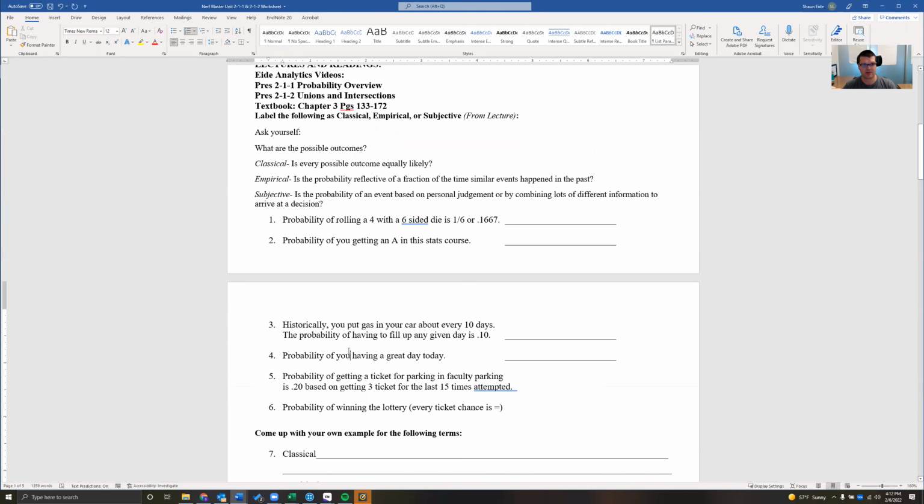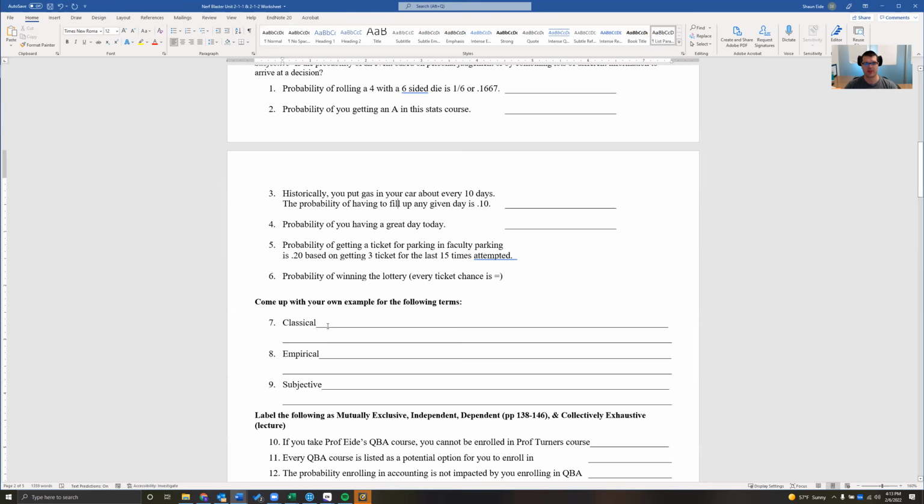And then the probability of you having a great day today. This is something that's completely subjective, because it's based on lots of different things. Historically, you put gas in the car about every 10 days. The probability of you having to fill it up any given day is about 0.1. So based on historical data, what is the probability of you having to do it again in the future in a certain amount of time? And the probability of you getting an A in this stats course is based on lots of different information. The probability of you rolling a 4 with a 6-sided die is 1 out of 6, or 0.1667. So it's one side out of the 6 sides.